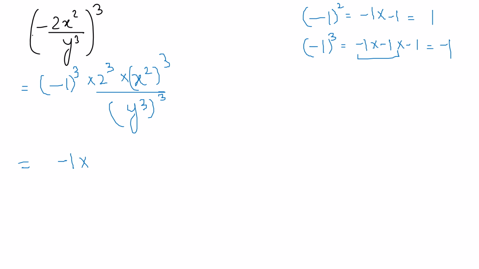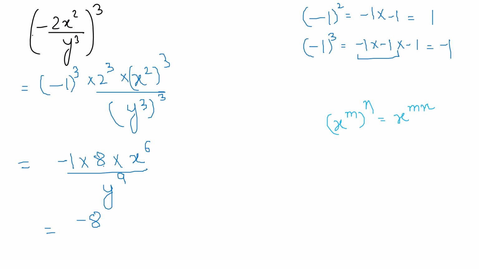So minus 1 cube will become minus 1 into 2 cube will become 8 into x to the power 2 into 3. So what will happen? x to the power m whole to the power n will become x to the power mn. So same thing goes here. So it will become x to the power 6 upon y to the power 9. Or you can write it as minus 1 into 8 will become minus 8 x to the power 6 upon y to the power 9, and this will be your answer. Okay.